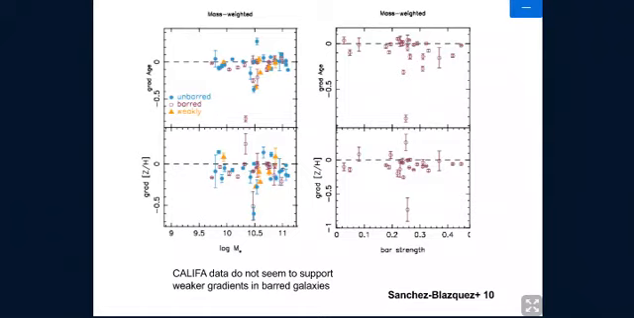Right. So I'm running a little bit slow. Basically, what you're seeing here is that if you look at the gradients of metallicity or of age, you don't find very strong differences between the barred and unbarred galaxies in terms of the metallicity gradients.